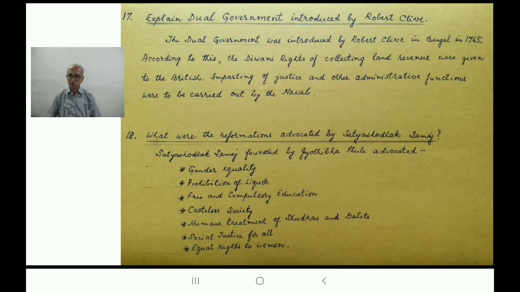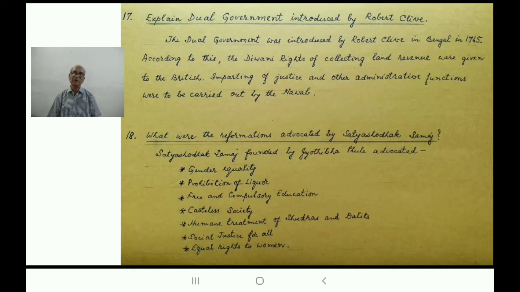Let's see 17th question. Explain dual government introduced by Robert Clive. Dual government. The dual government was introduced by Robert Clive in Bengal in 1765, just after the Buxar battle, Buxar war. According to this, the Diwani rights of collecting land revenue were given to the British. Collection of revenue from the citizens, from the people, was given to the British. Imparting of justice and administrative functions were given to the Nawab. Nawab has to carry out the administration, whereas the income, the revenue will be collected by the British.